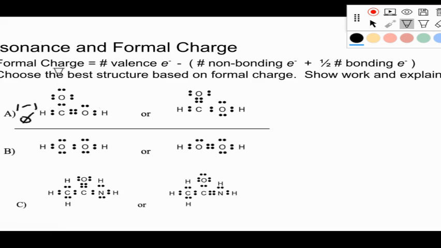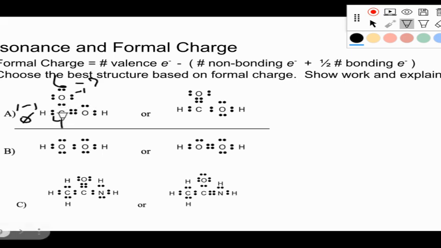Let's go up here to oxygen. Oxygen should have 6 electrons, but right now it has 1, 2, 3, 4, 5, 6. Remember, we count all the ones that are not bonded as a whole electron, and only half of the bonding electrons. So 1, 2, 3, 4, 5, 6, 7. So right now we have that oxygen is a negative 1.